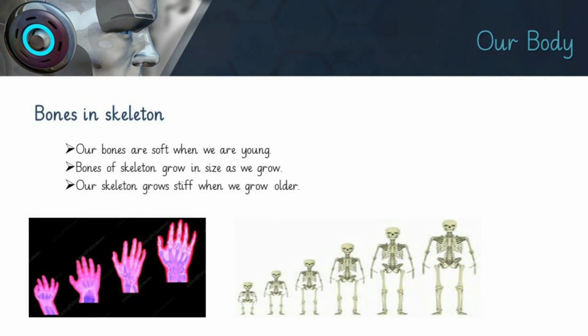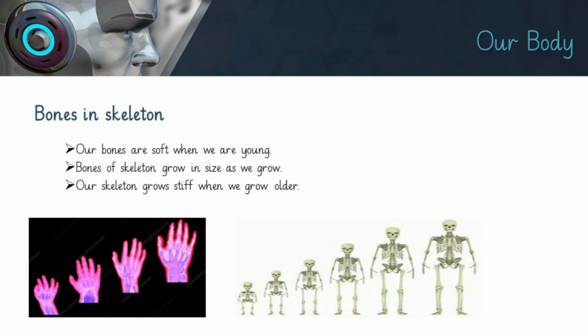Now let's discuss some details about the skeleton. Bones in skeleton. Our bones are soft when we are young. Bones of the skeleton grow in size as we grow. If you look at the given pictures, you can observe in the very left picture hands of different sizes, starting from the hand of a child and growing along with passage of time. A child's hand is soft and its bones are also comparatively soft, but with the passage of time it grows in size and the bones also grow in size.